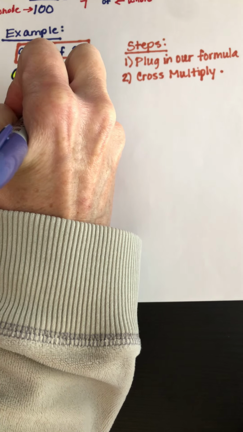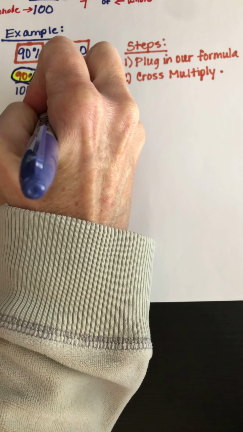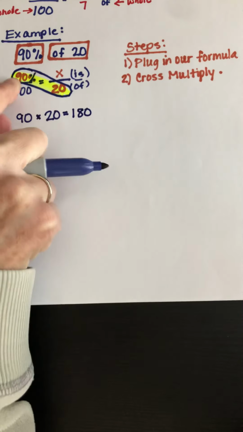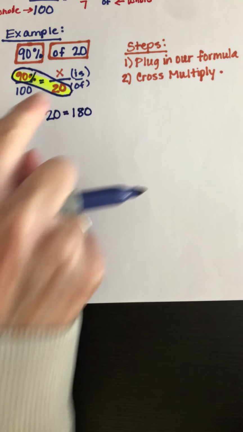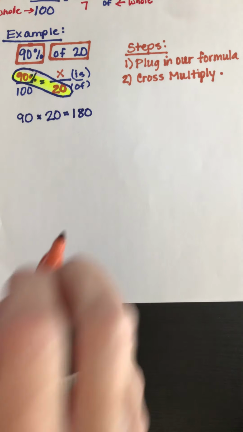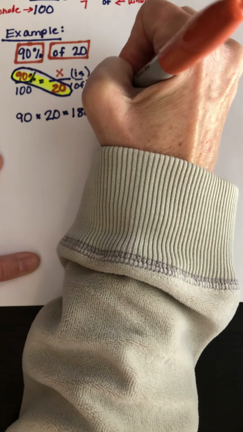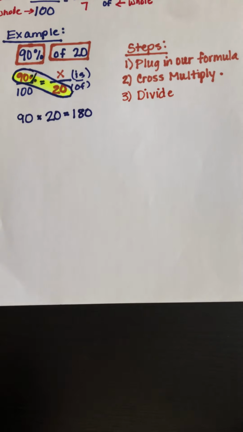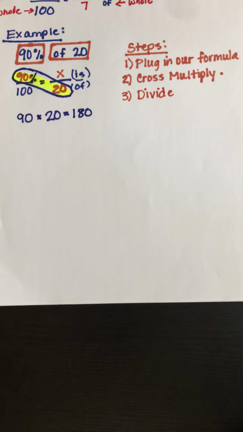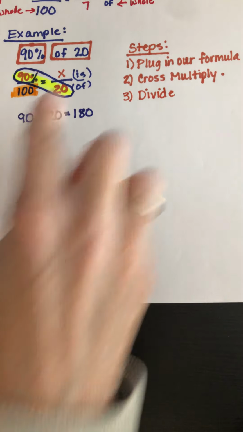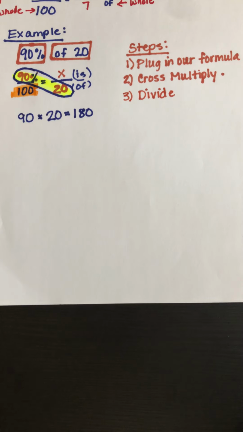So we have 90 times 20, and that equals 1,800. So the first step we did after we plugged in our numbers was cross multiply. And then our last step is going to be divide. Well, what do we divide by? We divide by what is left. And what I see left is my 100. That's what's left. We can't divide by x because we don't know what x is.